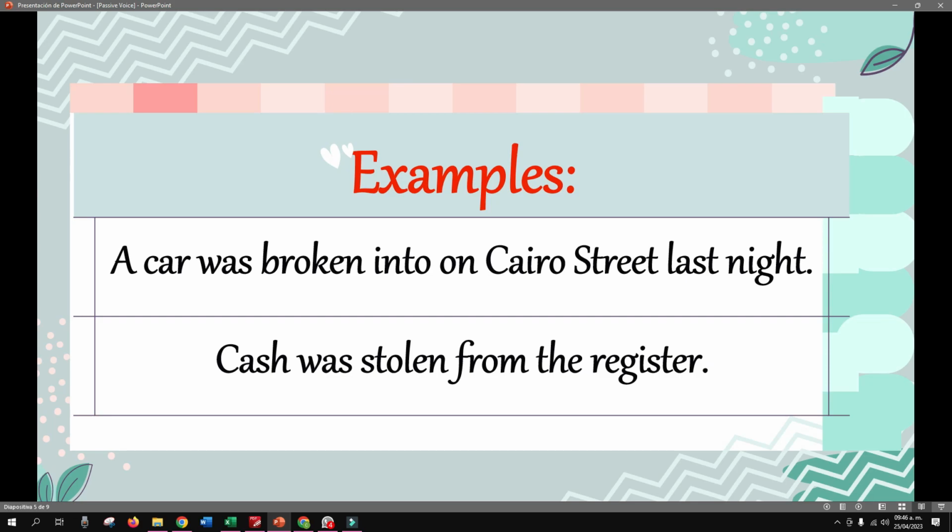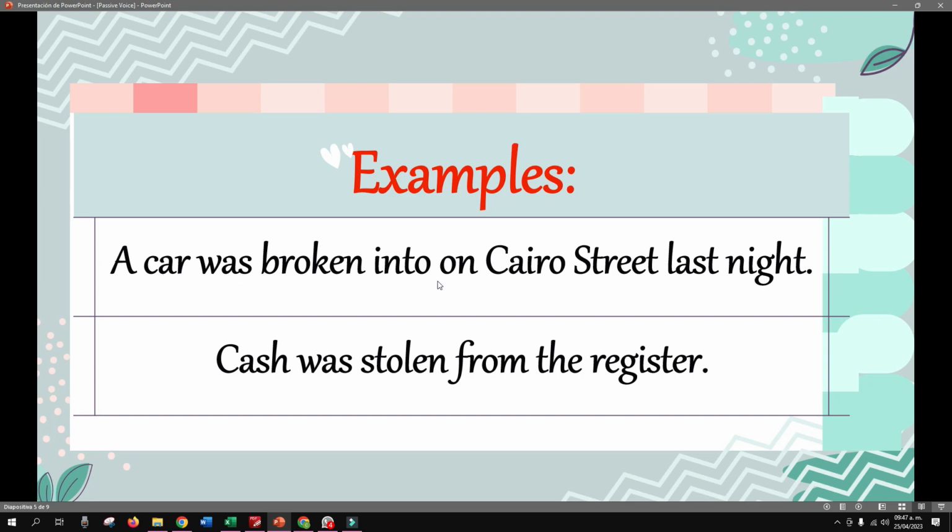There you have some examples, guys. It says, a car was broken into on Cairo Street last night. So a car was broken. What's that? Is this an active voice sentence? No, right? That is a passive voice sentence. You have there a car, right?